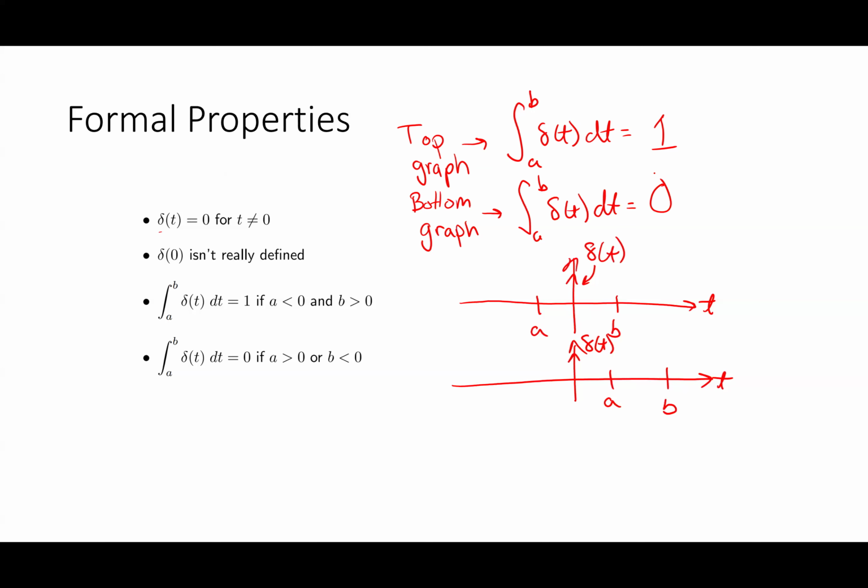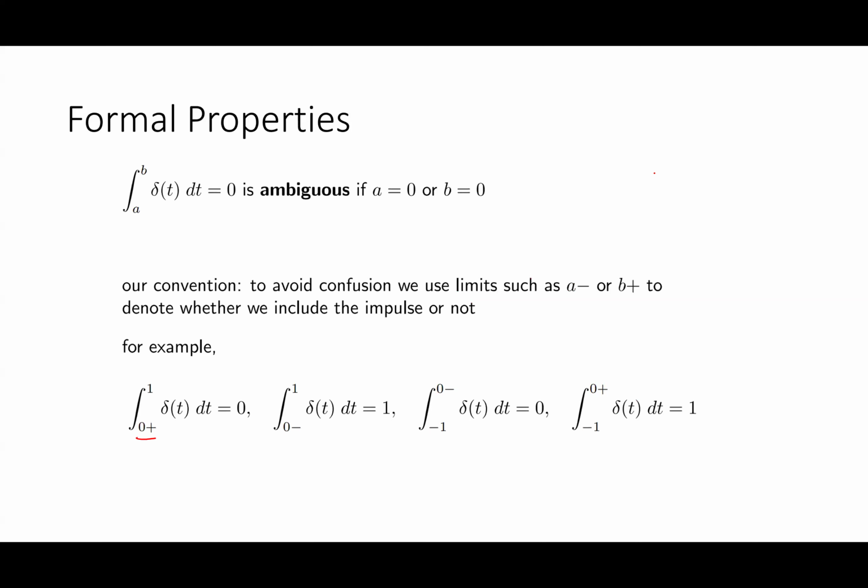Basically, the way delta of t is thought of is in terms of the area that's under it. So delta of t is equal to 0 for any value that's not equal to 0. Delta of 0 isn't really defined because the height is really high, and we think of it in terms of the area under the curve. Again, this is pretty formally mathematical, so we don't get too concerned about this, but let's look at this.